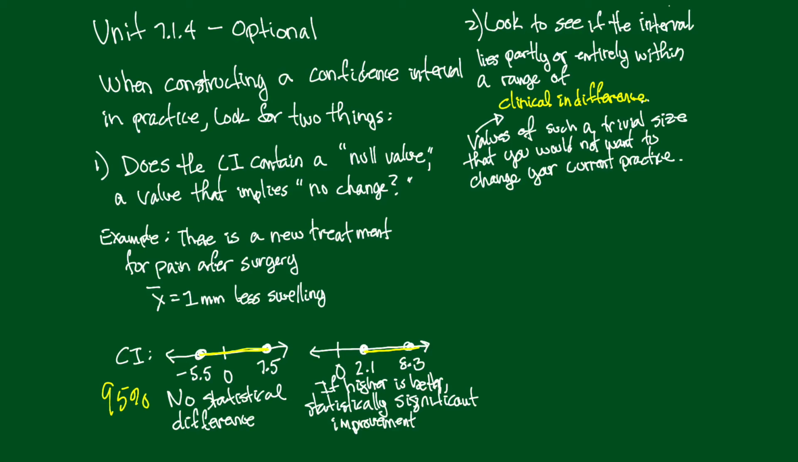The second thing you might want to look for is to see if the interval lies partly or entirely within what we call a range of clinical indifference. Clinical indifference means there is a statistical difference, but it's so trivial, so small, that you wouldn't want to change the way you're already doing things. Maybe your interval looks like this, where zero is not included, so there is some statistical difference here, but it's so trivial that you wouldn't want to change what you're doing. You wouldn't want to spend $200,000 on new equipment just to get some minimal change.